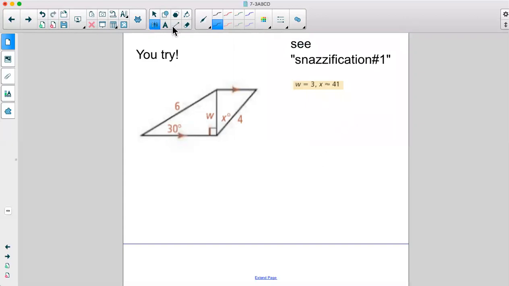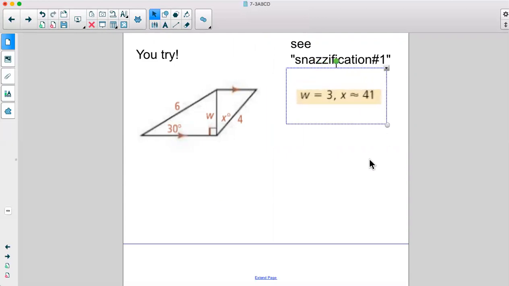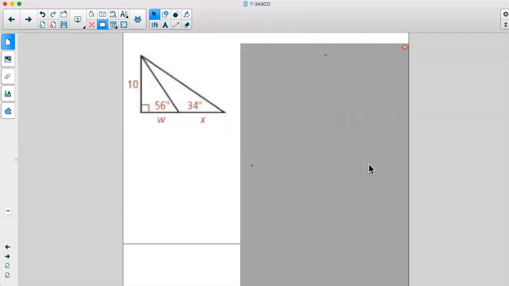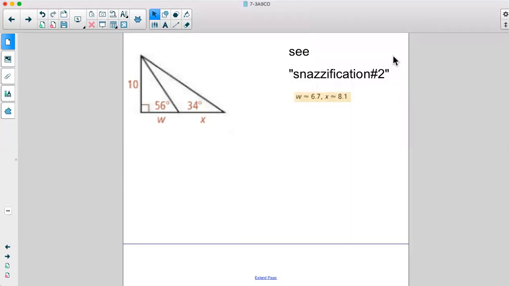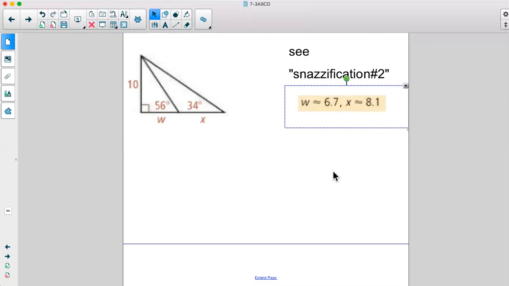If you did not get these answers, or if you have any confusion at all, go back, rewind, and watch Snazzification number 1. Pause the video and practice on your own paper and find W and X, and then press play for the solution. If you did not get these answers, or if you have any confusion at this point, pause the video, rewind, and go rewatch Snazzification number 2.